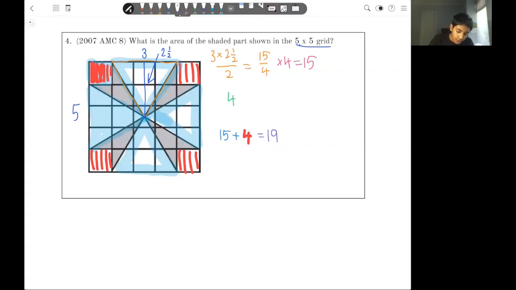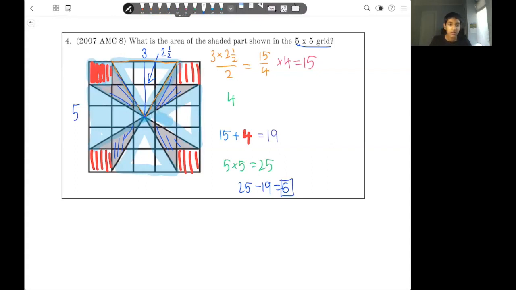And the area of the whole shape is just 25. 5 times 5, 25. Because it's a 5x5 grid, so the area of the big thing is just 25. And that means the area of the shaded region is just the area of the big thing, 25, minus the area of the blue and red parts, 19, which gives 6. So the area of all these shaded regions is just 6. It's just 6, the sum of all 4.